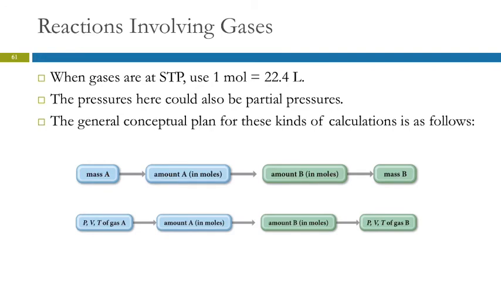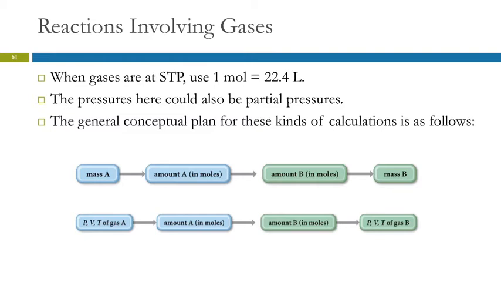If this is happening at STP, things become much simpler because then we can use the molar volume of a gas. A mole of gas is equal to 22.4 liters. Just a note, when we're talking about gas pressures here, they could also be partial pressures because there may be other gases in the mixture.